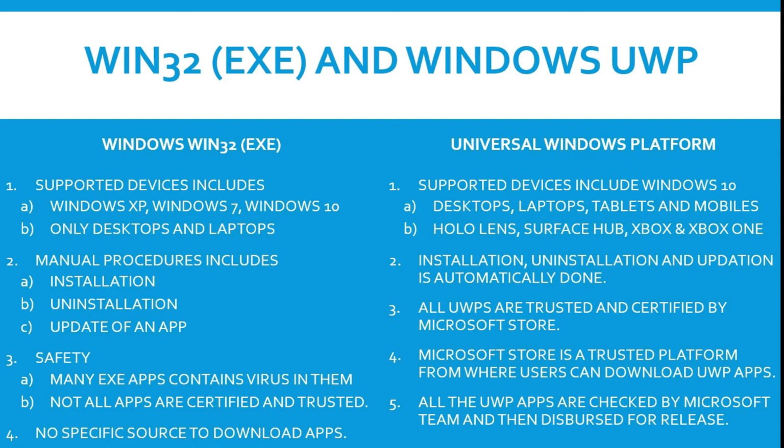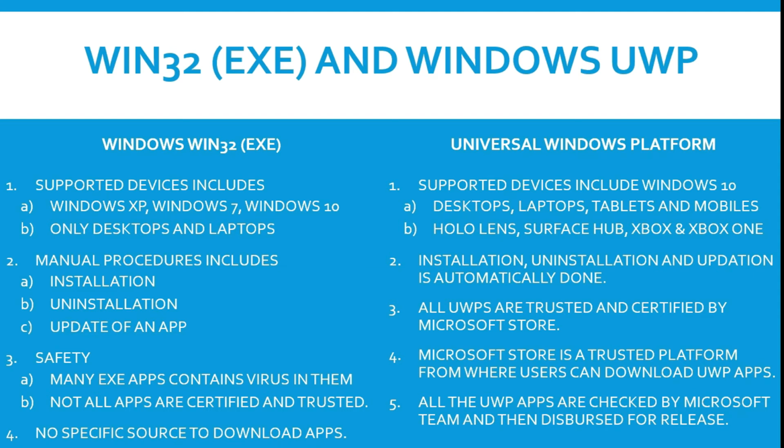Installation, uninstallation and updation are automatically done. You don't need to do anything. The update process works in the background without the consent of the user. If the user has allowed it, then the update will work in the background, and if it has not been allowed, then the update will not be done. But if it is allowed, then you don't need to do any specific process for updating an app. It is done automatically by UWP apps.